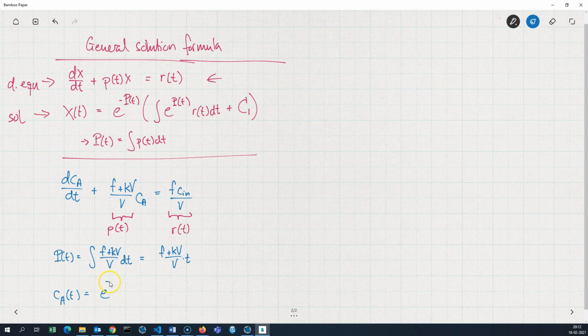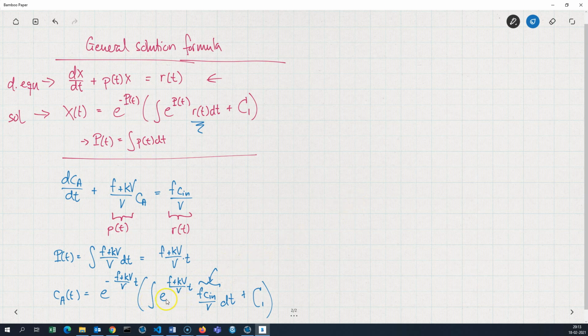And then we're ready to plug it into the solution. We get e to the minus capital P of t, which is this function here, times the integral of e to the power of (f plus kv) by v times t, times f c_in by v. That's the R function that we have here, dt, plus the arbitrary constant, like that. Okay, this is not as bad as it looks. This part here is a constant. We can take it outside the integral.